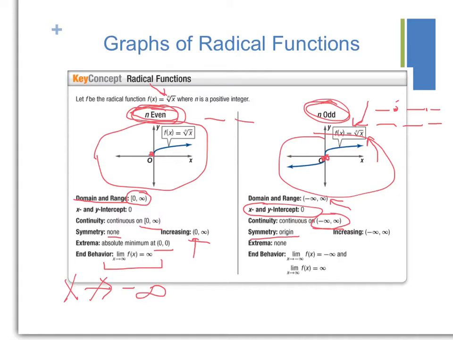If you wanted to check your table for this type of function, you would see origin symmetry, and in the table you would see opposite x values give you opposite y values. Our function is increasing from negative infinity to infinity. Even though it looks like it's kind of straight up and down here, the y values are still increasing. No two y values repeat themselves.